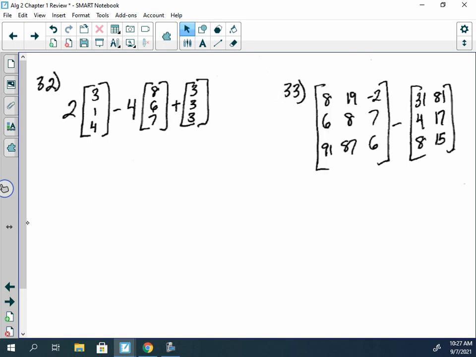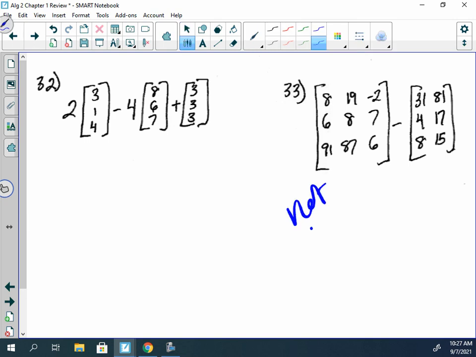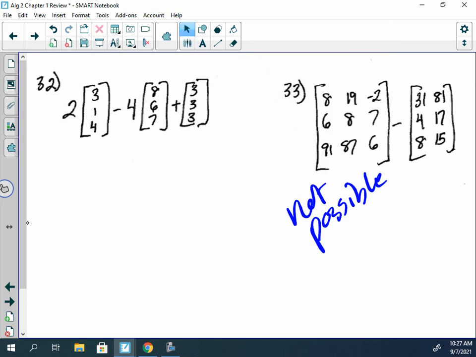Correct. Because? So a 3 by 3 and a 3 by 2. The dimensions have to be the exact same for us to be able to add or subtract.